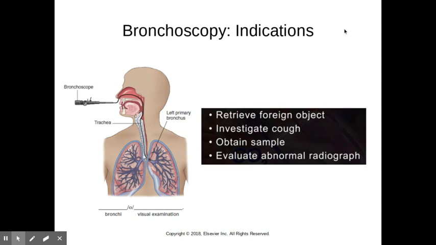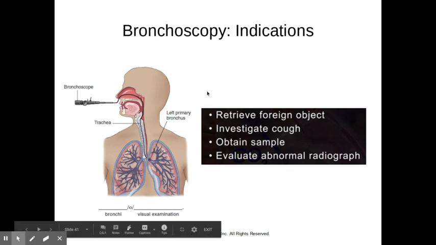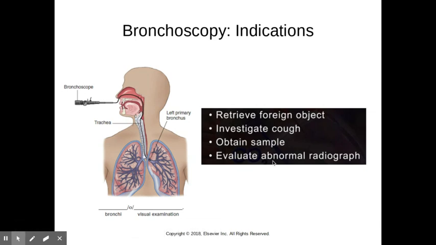Indications: anytime you're looking at the bronchial tubes, you can use a bronchial scope. It goes in through the nose, down to the larynx, pharynx, through the trachea, windpipe, into the bronchus. Bronchoscopy is either to obtain a sample of the lung tissue, evaluate an abnormal radiograph or X-ray, retrieve a foreign object, or investigate a cough.